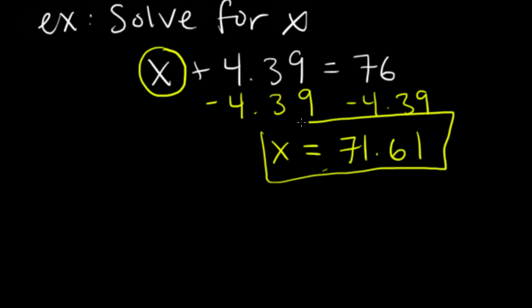And the reason that we wanted to leave x on its own is so now we know what x is, and it told us to solve for x, and that's what we did. We found out what x was, and it is 71.61. So that's basically it. It's pretty simple, but let's go on to something that's a little bit more challenging.